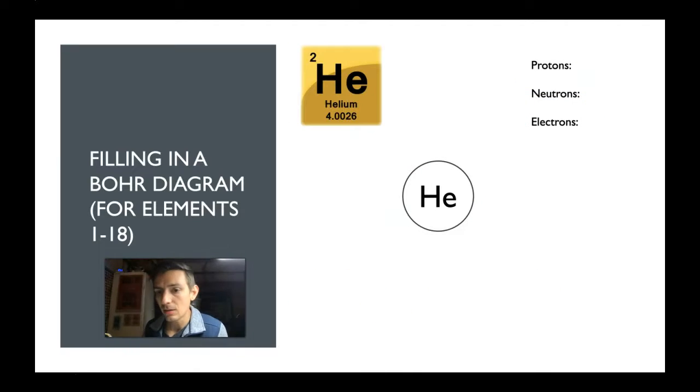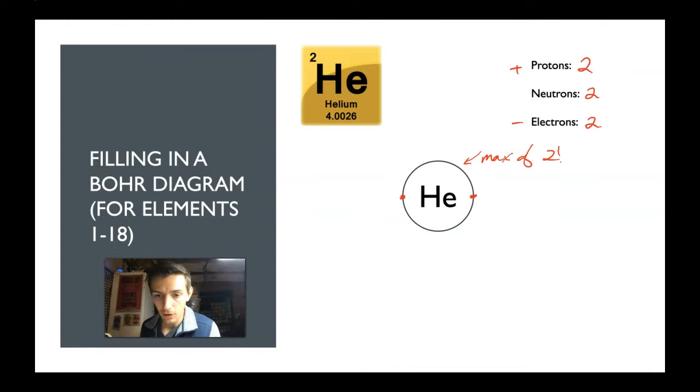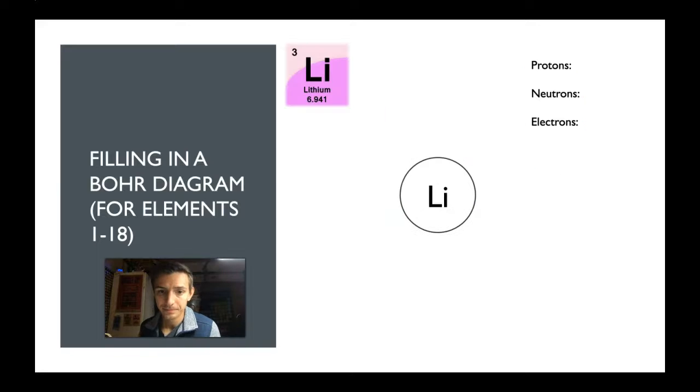Okay, let's try helium. Helium has 2 protons, incidentally 2 neutrons, and because it has 2 protons, it's also going to have a matching 2 electrons. So for helium, I'm going to put those 2 electrons on that lower energy level. Now you remember I said that bottom energy level has a max of 2. So this energy level is filled, but we actually have no more electrons to place. So we'll go ahead and call it done.